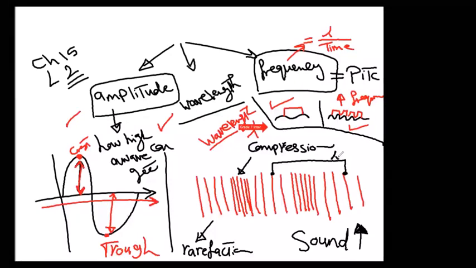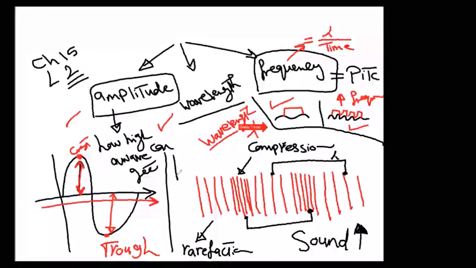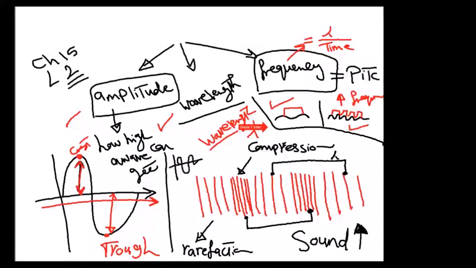If I wanted to measure the wavelength in here, I will use the same definition. It's the distance from one point on a wave to the same point on the next wave. So, for example, if I started from the middle of a rarefaction, it would go to the middle of the other one. So this is the wavelength. Okay? Do you get this one?